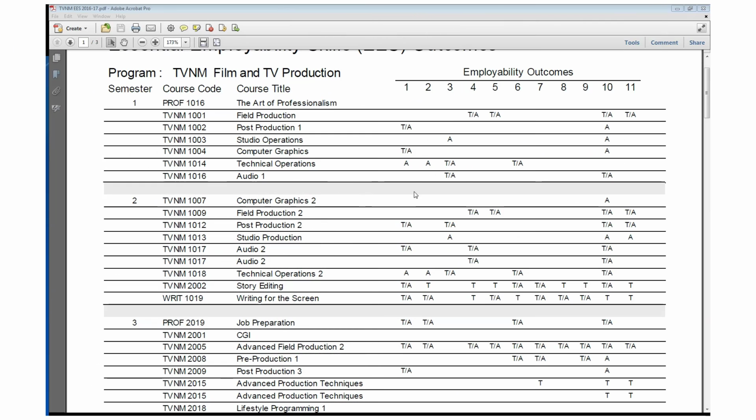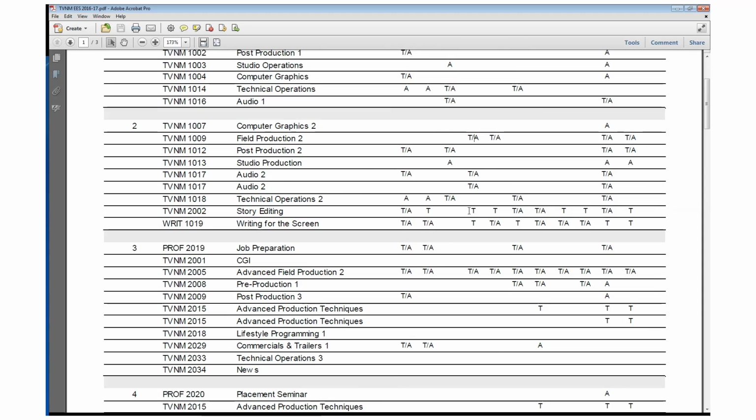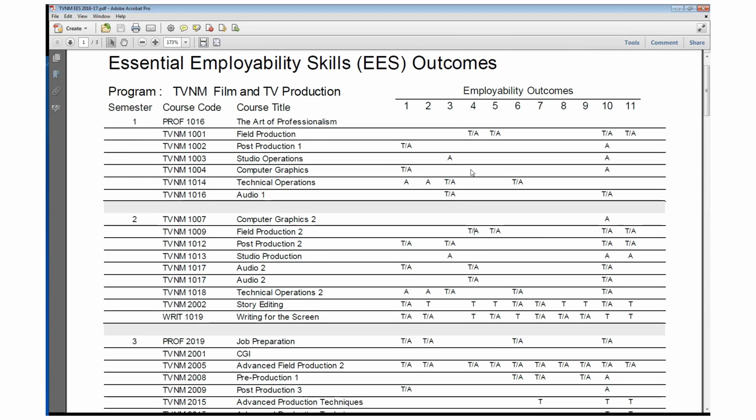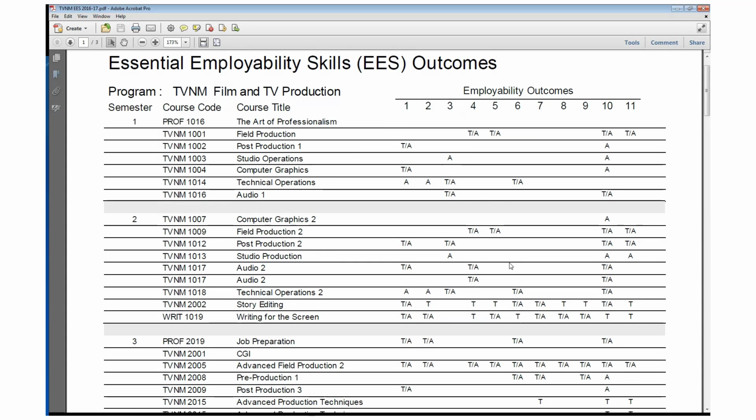Here's another example from a program that has a nice mix of teaching and assessing of these employability skills. So again, a program team might look across at the overall addressment of these outcomes and say, are they being taught in an order that we want them to be taught in? Are they being assessed adequately? Are we missing any outcomes?